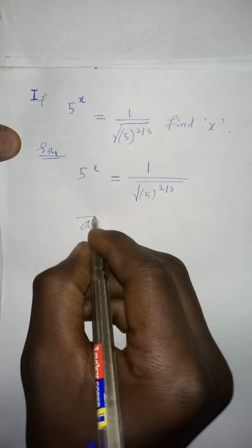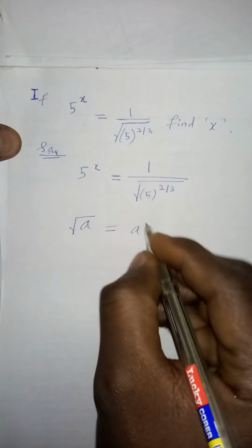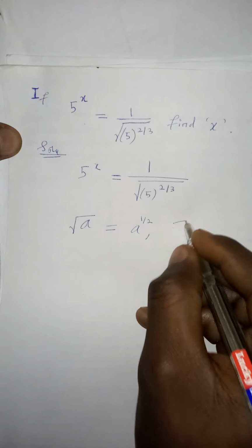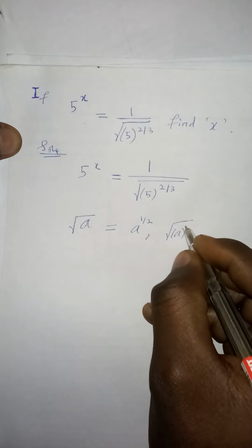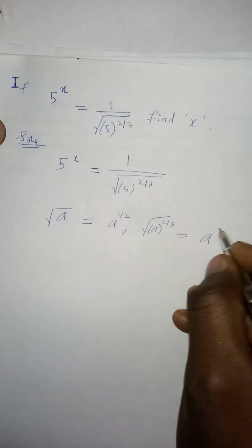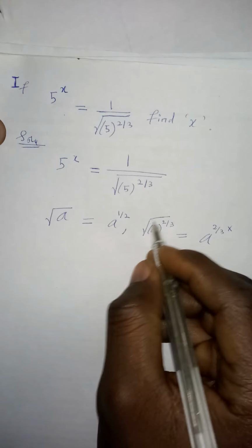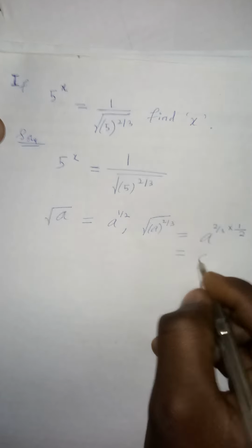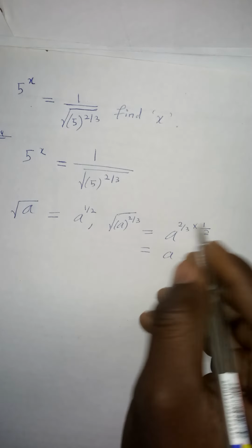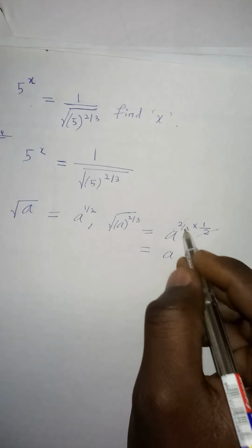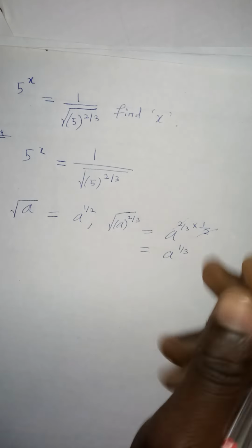Firstly, if we have root a, this is equal to a raised to power 1 over 2. And also if we have root a raised to power 2 over 3, this is equal to a raised to power 2 over 3 multiplied by the root, which is 1 over 2. So this is a raised to power 2 times 1 over 2, the two cancel and 1 over 3 remains. So I'm going to use this to solve this question.